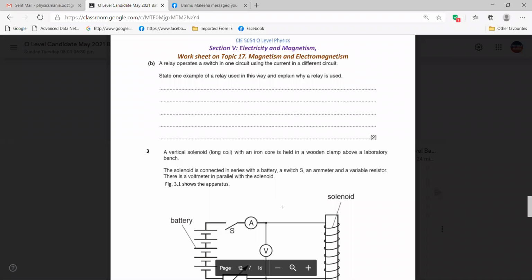And during our discussion, I told you about power stations. I told you about the starting of a car, right? Car engine. Can you remember that one? So you just give one example and how it is working. You can also describe.